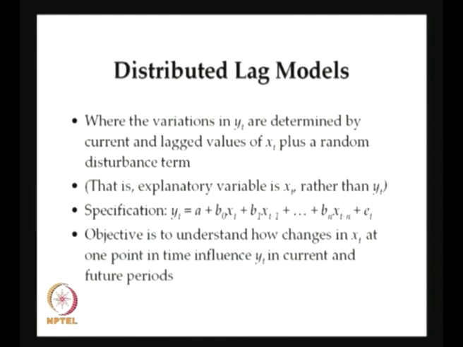Now, in the case of distributed lag models, I have already mentioned that the endogenous variable is a function of exogenous variables and their lags. So y t as a function of beta 0 x t, beta 1 x t minus 1, beta 2 x t minus 2, like this, up to beta n x t minus n. The objective is to understand how changes in x t at one point of time influence y t in the current and future periods. That is a very important fact we have to observe in distributed lag models.